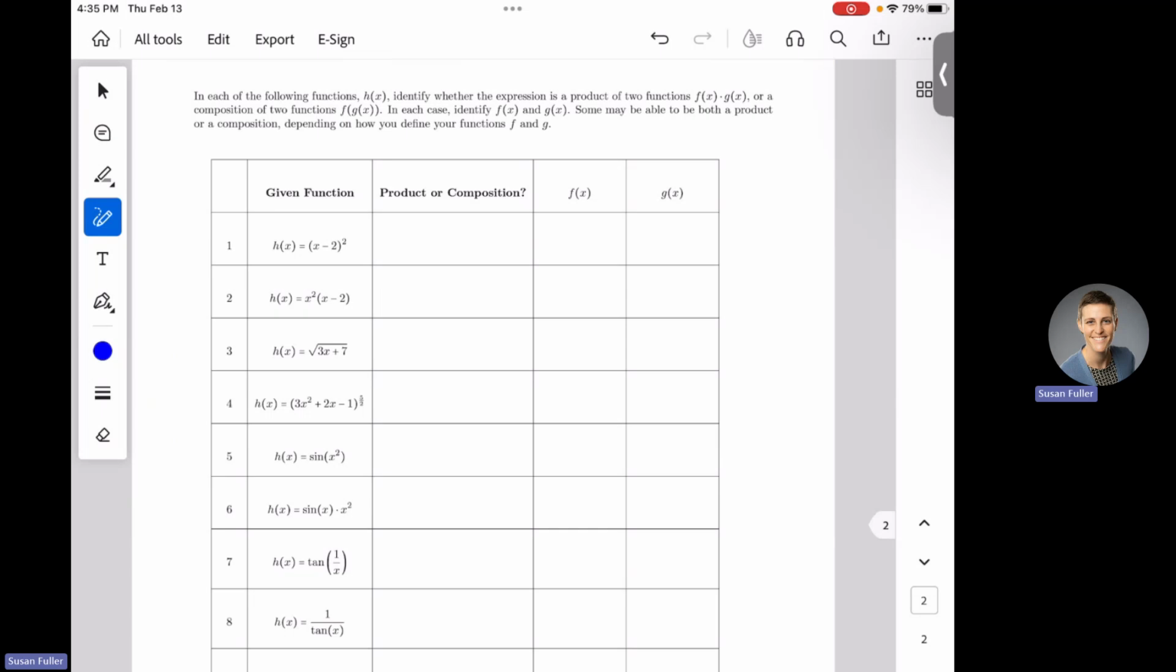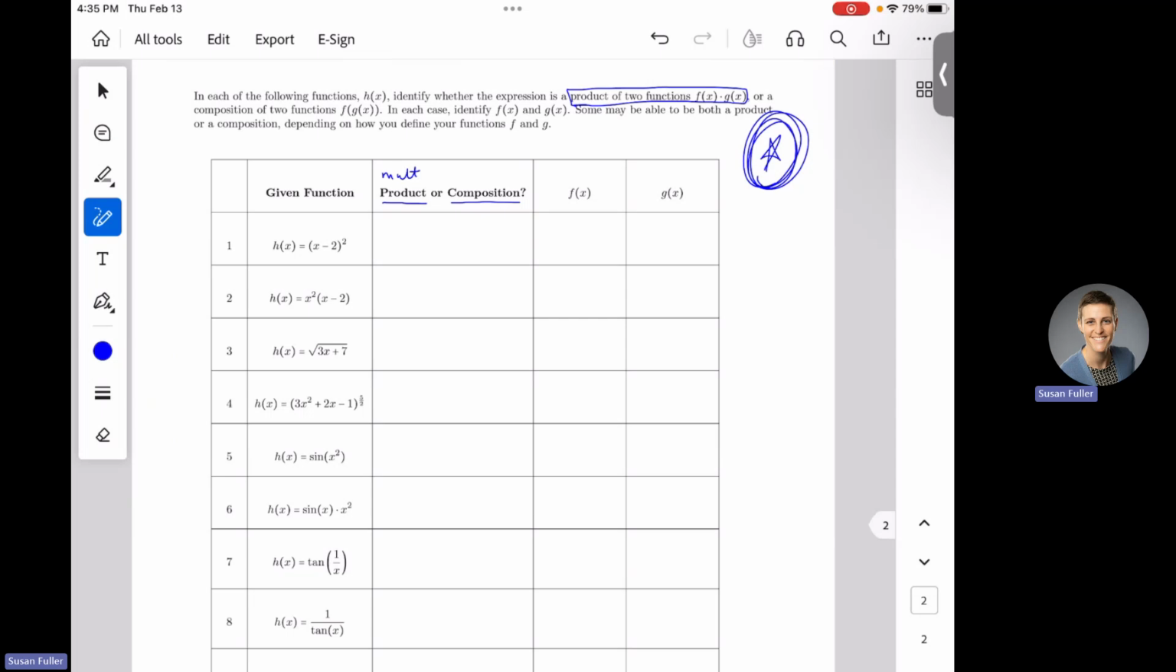And sometimes you're going to get confused between when to use the product rule and when to use the chain rule. So what I want you to do here on this back part of this worksheet is go through all of this and tell me if what we have is a product or a composition. A product means multiplication, right? So a product means one function f times another function g. This is multiplication.